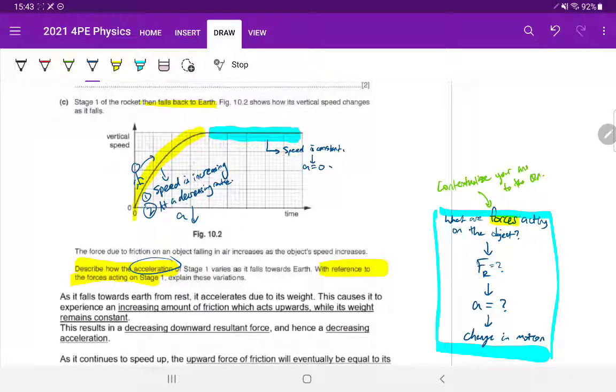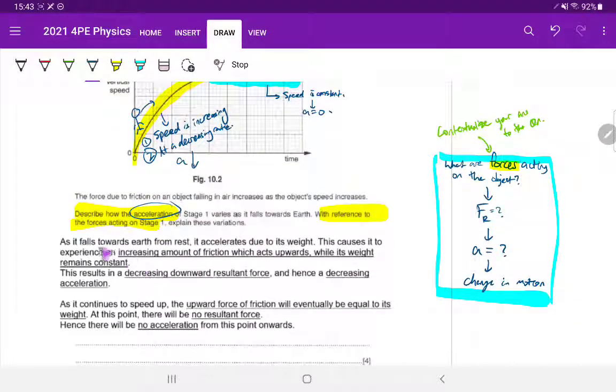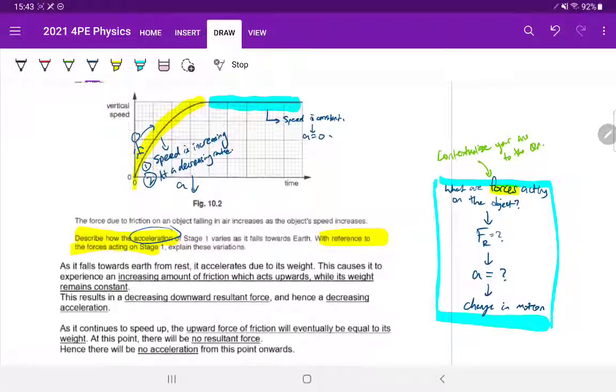Okay, so for this specific question, you need to talk about the acceleration because they ask you specifically about the acceleration. Okay, so let's see how we form the answer there with the unit of the forces. So we need to explain these two parts and explain in terms of the forces why it's like that. So it falls down towards the Earth from rest. It accelerates due to its weight. So we're talking about this initial accelerating, getting faster and faster, right? So it's accelerating. This causes it to experience an increasing amount of friction, which acts upwards. This was given by the question.